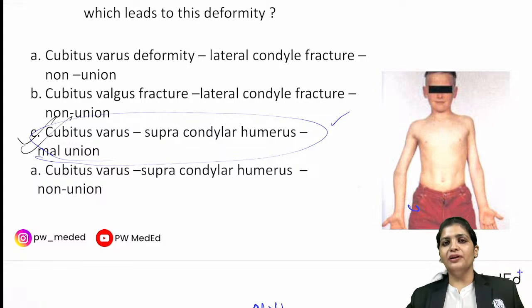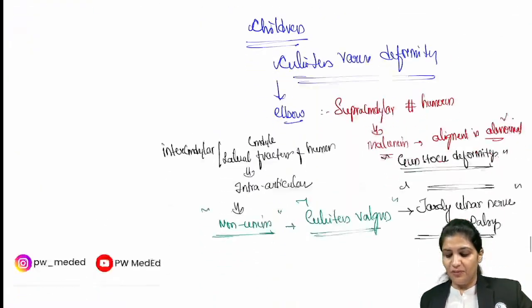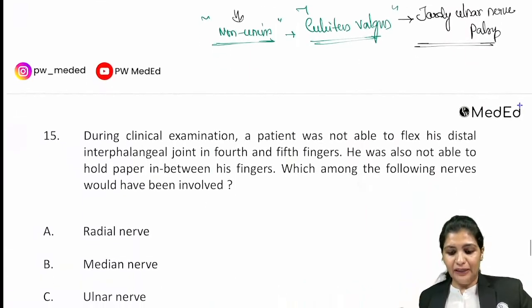So this is non-union, and malunion is where union has already occurred, but it has not occurred as we expected. So there is a malalignment, or there is some deformity which is occurring there. So that is the malunion.